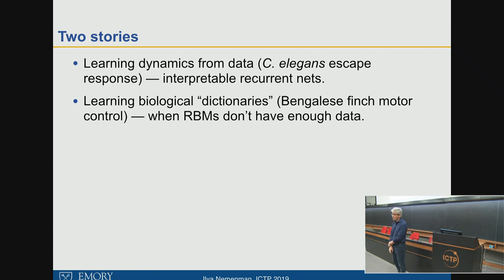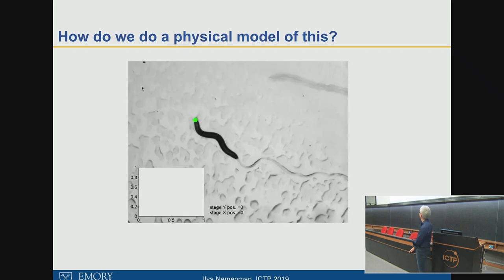And then the second part, we are going to talk about how the bird controls its own muscles. And there, even though we have a substantial amount of data, this data is just not enough to use, at least in our hands, a plain vanilla black box machine learning approach. And we have to go beyond those, and I will try to point out a few things that we're able to do. So this is the animal that we are going to talk about in the first part.